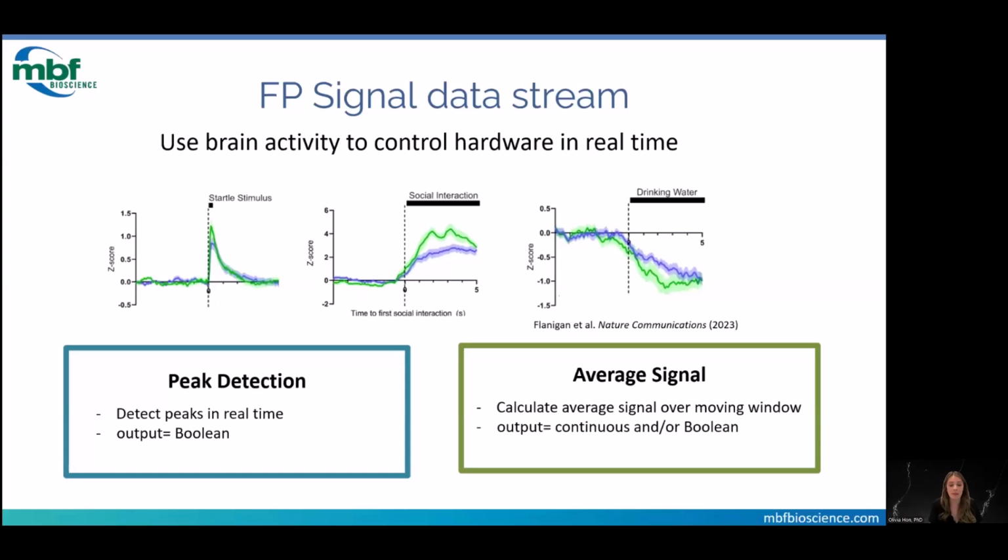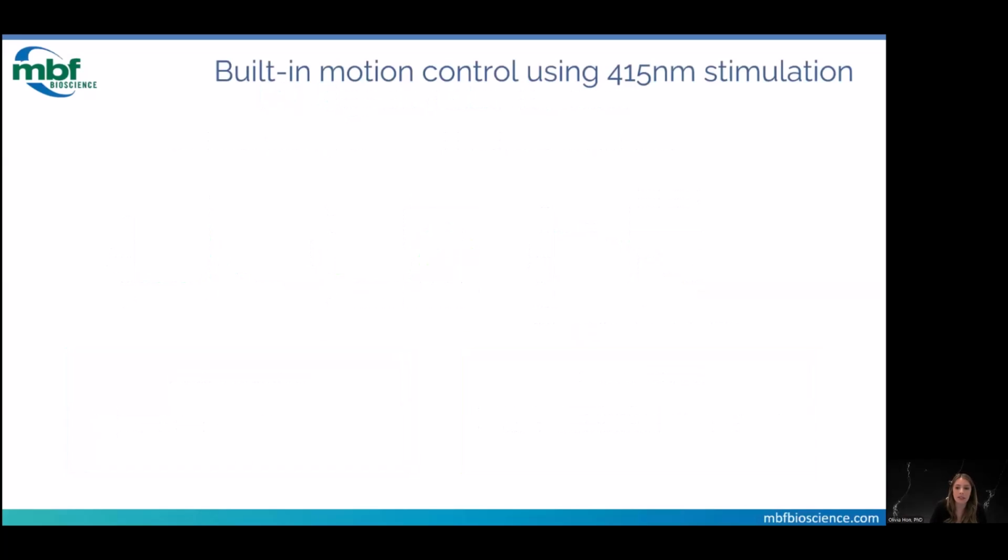So say, for example, you're controlling the volume of a white noise generator, and you want the volume of that sound to match the brain activity. In that case, you could feed some kind of continuous value to your hardware. So we have lots of options to capture the different features that you might see in your photometry signal. And so let's pivot and talk about how this actually works.